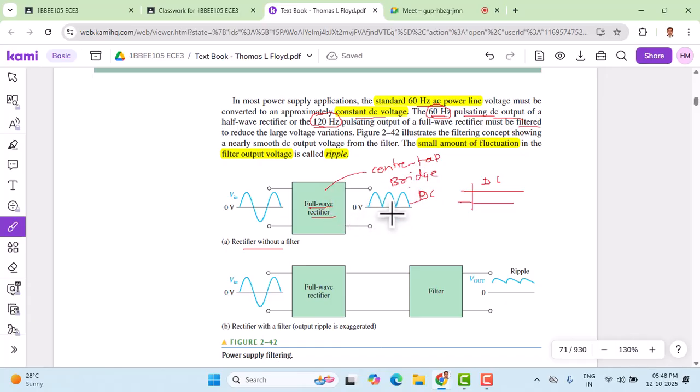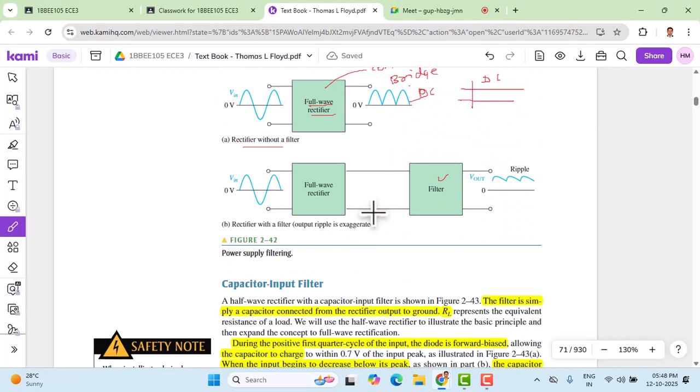Now to convert this, to smoothen this, we need to use an additional circuit called a filter. So for this circuit, we are just connecting an additional circuit, called a filter, at the output. Now let us see, because this section deals with only the filter. We already discussed the full wave rectifier, how it works, the different types, and what the waveform is. We have already seen that. And this is a rectifier block diagram with filter.